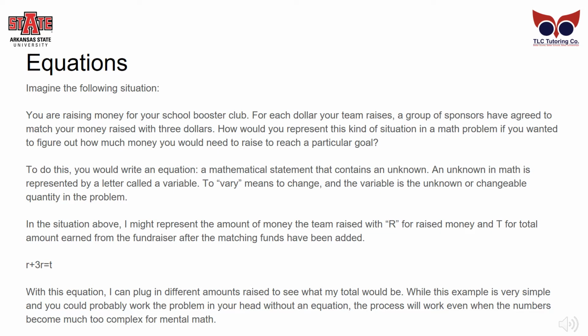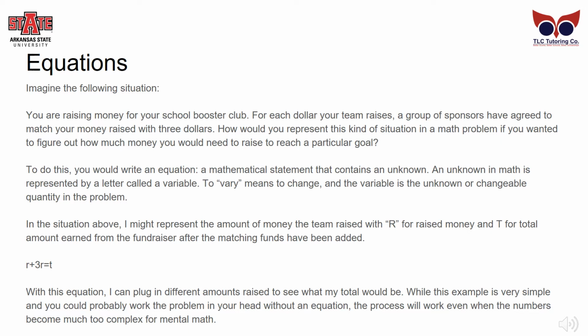To do this, you would write an equation, a mathematical statement that contains an unknown. An unknown in math is represented by a letter called a variable. To vary means to change, and the variable is the unknown or changeable quantity in the problem. In the situation above, I might represent the amount of money the team raised with R for raised money, and T for the total amount earned from the fundraiser after the matching funds have been added.